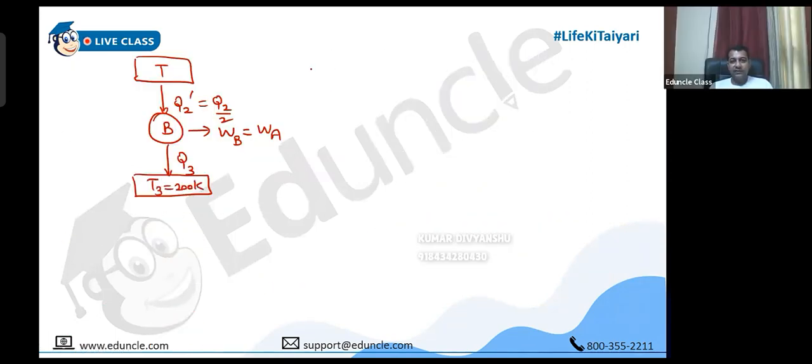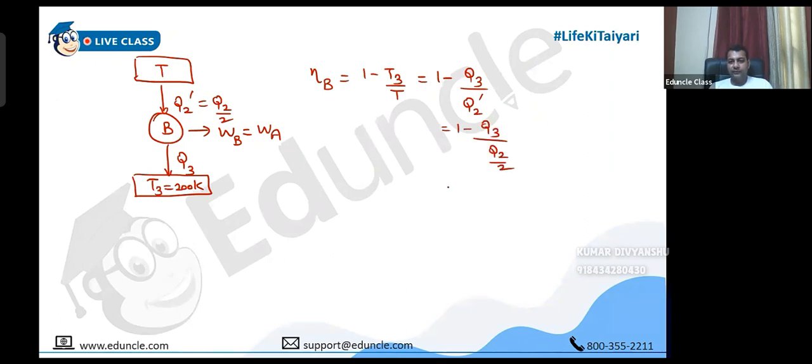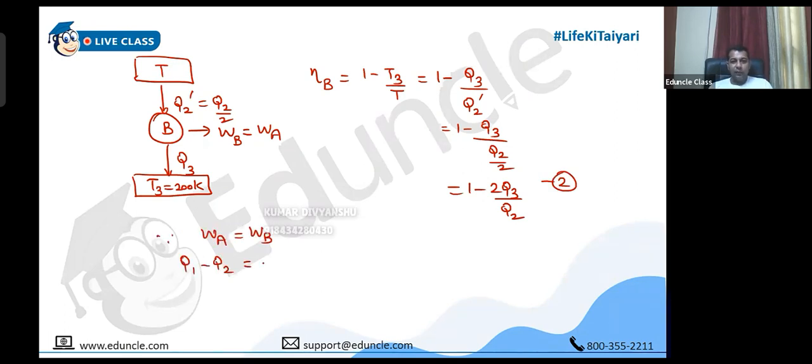Now, what will be the efficiency of the second one? Eta B is 1 minus T3 by T, or 1 minus Q3 by Q2 dash, or we can write it as 1 minus Q3 by Q2 by 2. Number 2. Now, because WA is equal to WB, WA is Q1 minus Q2, and WB will be Q2 by 2 minus Q3. So Q1 minus 3 by 2 Q2 plus Q3 equal to 0.